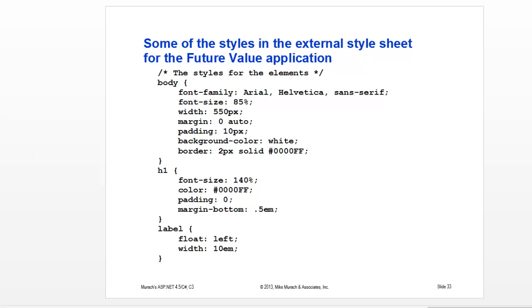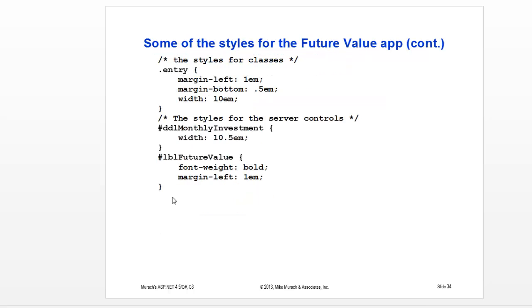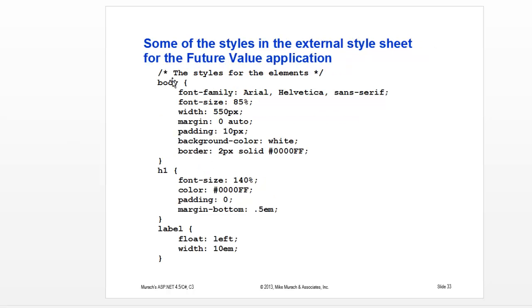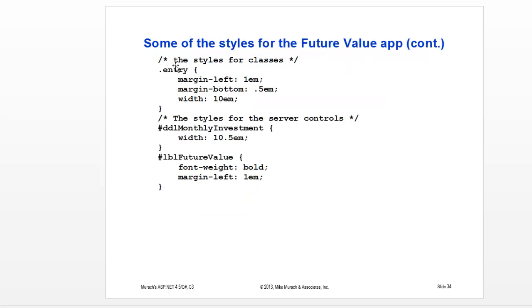So you'll notice that on the next page, they've got several type or element selectors right here. You've got body, H1, and label. And then you've got the styles for the class right here. There's only one class here. That's entry. And then you notice there are styles for the IDs for the server controls, such as DDL monthly investment and label future value.